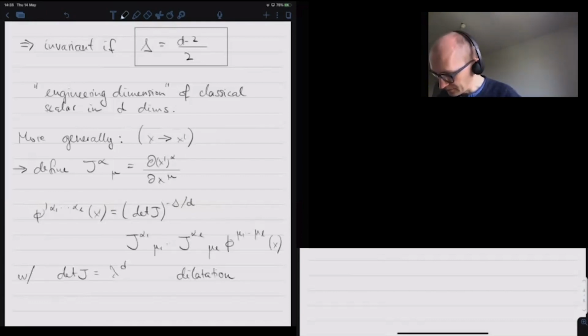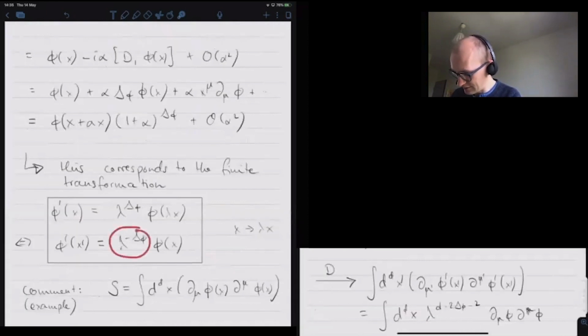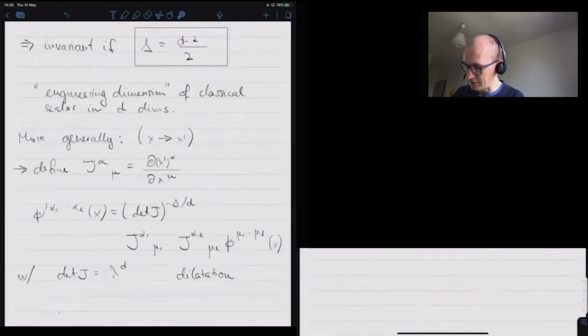Okay, and you can just work out. So for a scalar field, right, I have no factor of this matrix here, but the determinant of J to the minus delta over d gives me lambda to the minus delta, which is, you know, this transformation here and the one that we used to work this out. Okay, so that checks out, and you can convince yourself that that's the correct way of generalizing this for a field that carries spin.